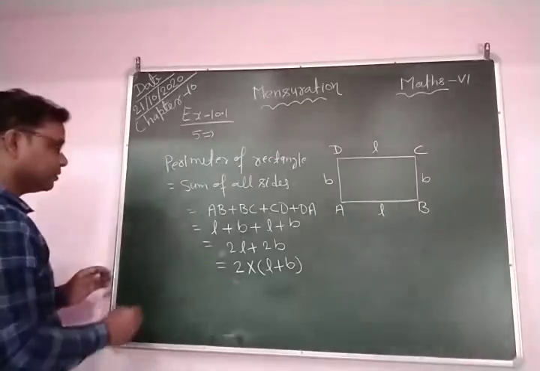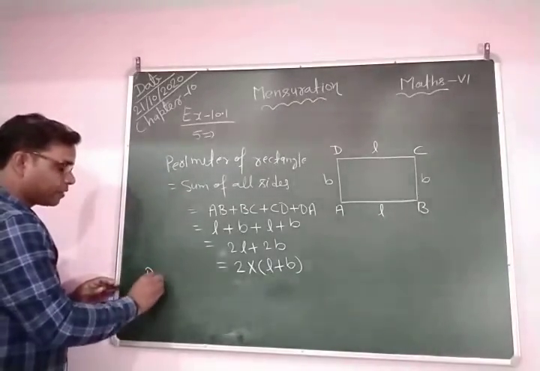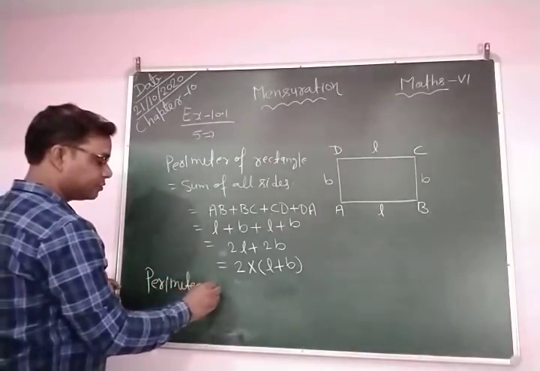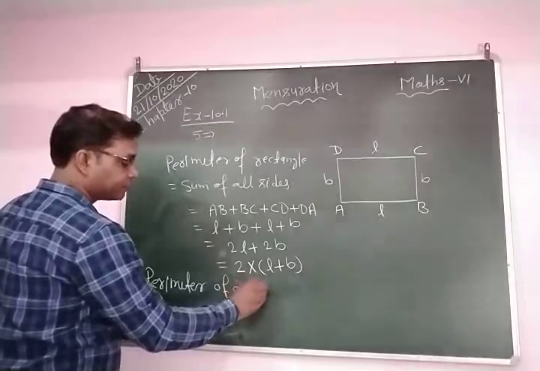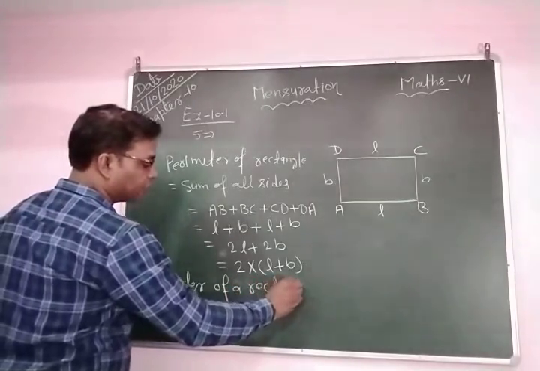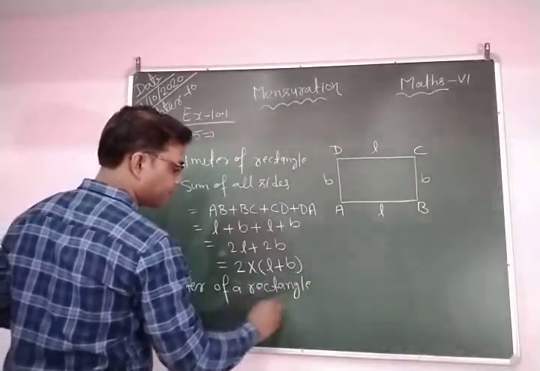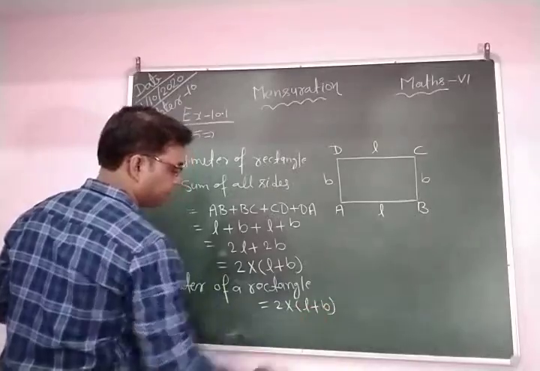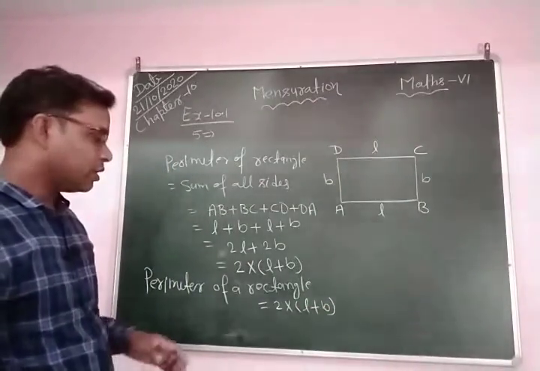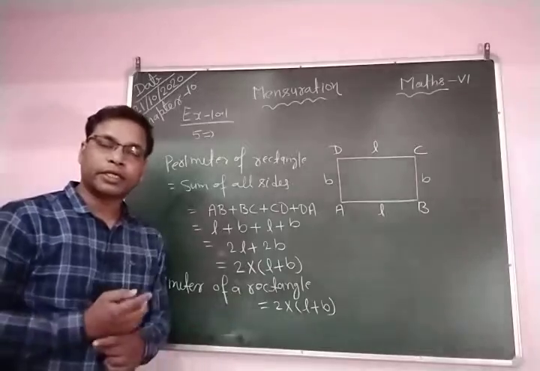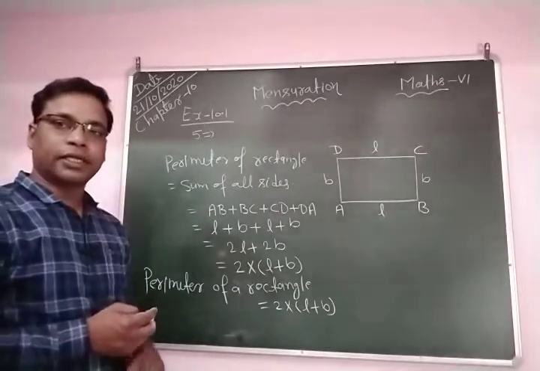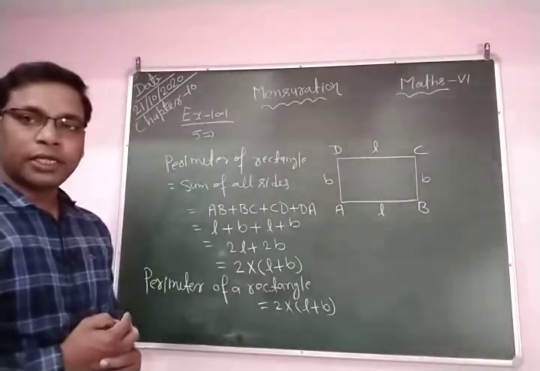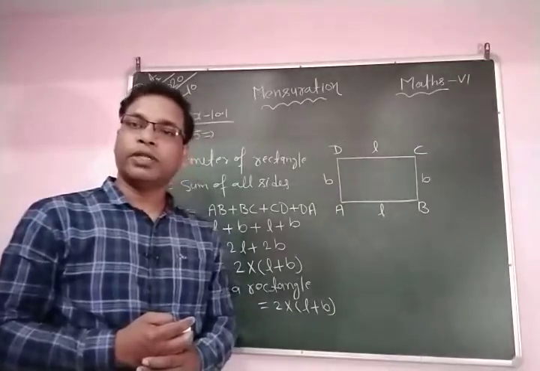So similarly you can say the perimeter of a rectangle is equal to 2 into (length plus breadth). Okay, so students, I hope all of you understood. This is the formula to find the perimeter of any rectangle: 2 into (length plus breadth).